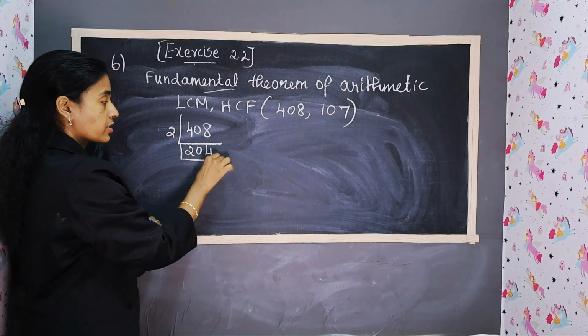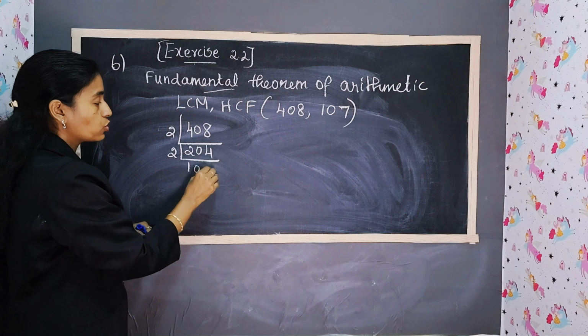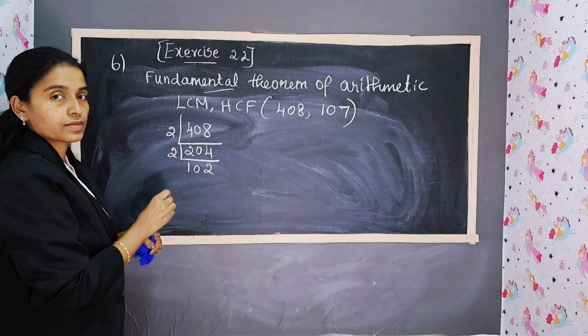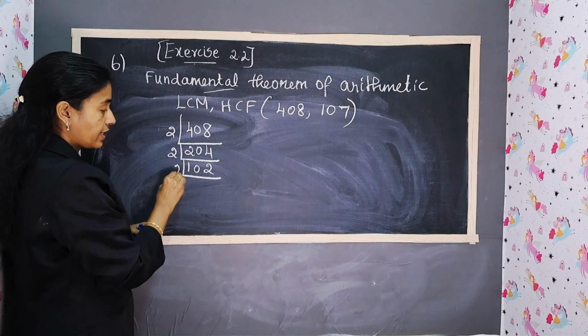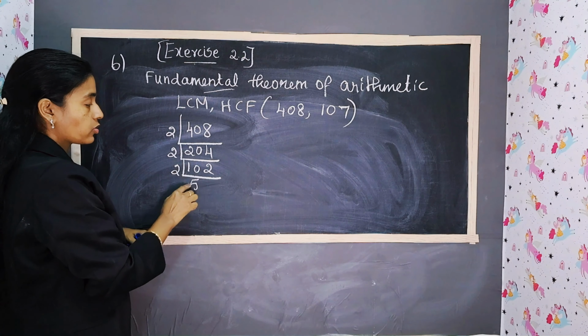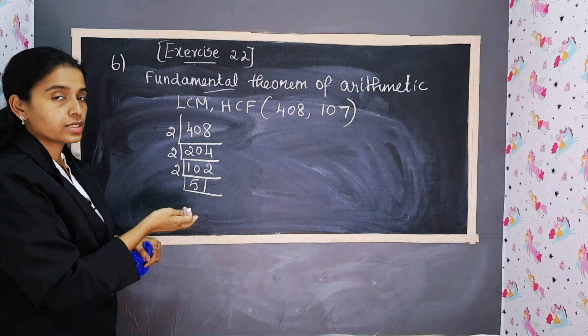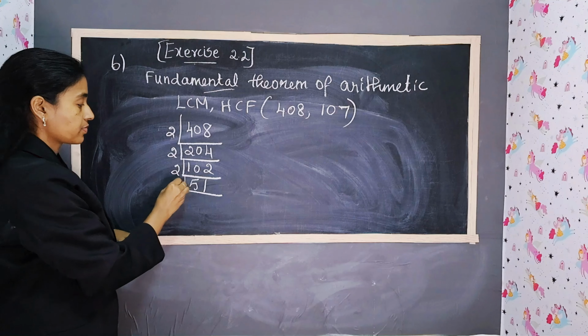Now, I can take 2 again, right? 1 2 is 2, 0, 2 2s are 4. Then, again I can take 2, 5 2s are 10, right? 5 2s are 10 and 1 2 is 2. Now, we cannot take 2. We can check with 3.